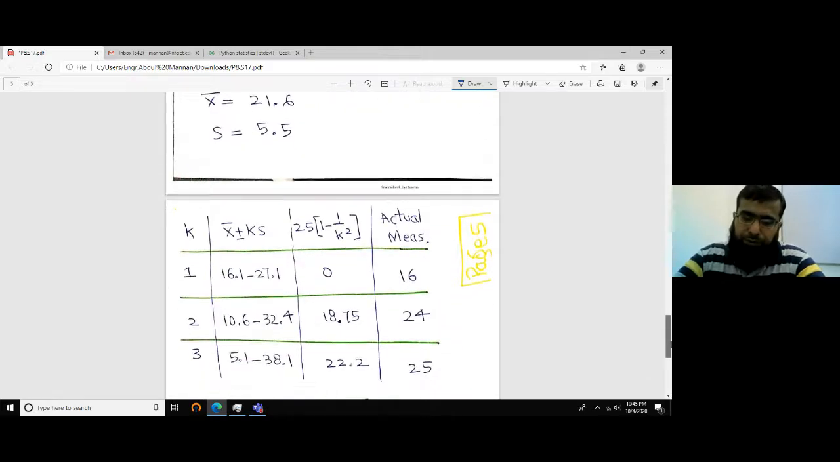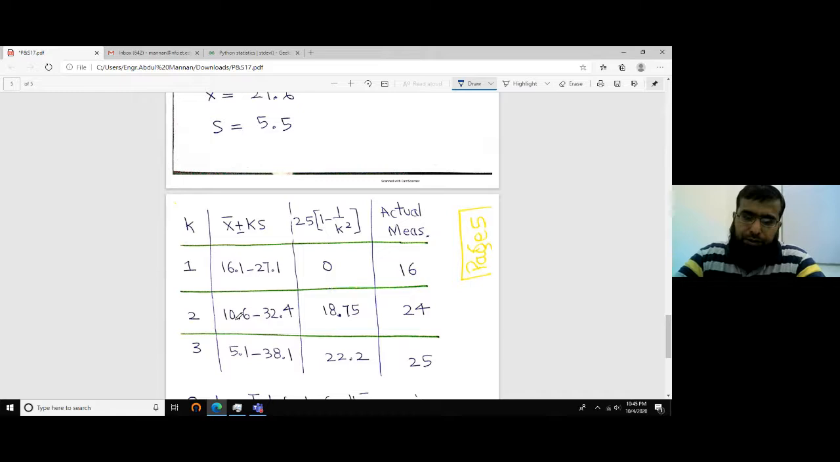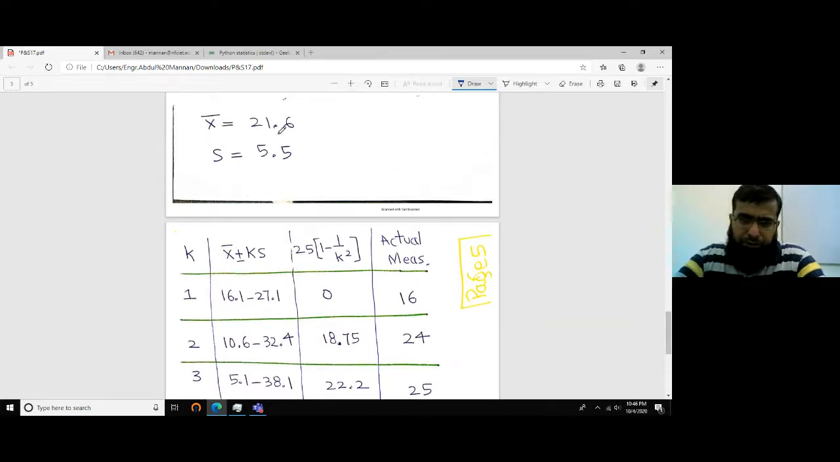So now what we are going to do is check for k equal to 1. We are going to check whether Chebychev's theorem is verified for this example or not. For k equal to 1, the range is x bar minus s, which is 21.6 minus 5.5. This comes out to be 16.1. And the upper limit is x bar plus s, 21.6 plus 5.5, which is 27.1.